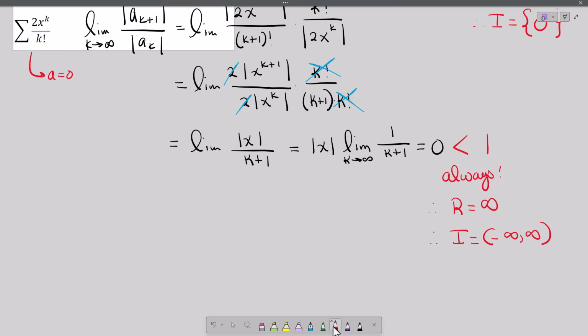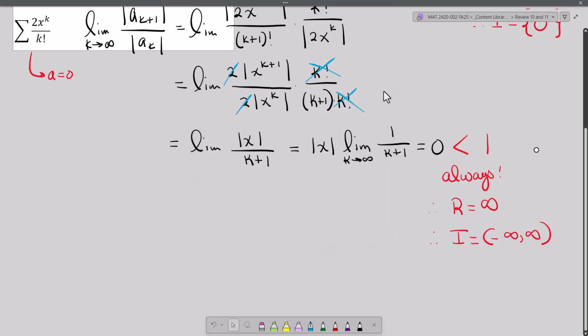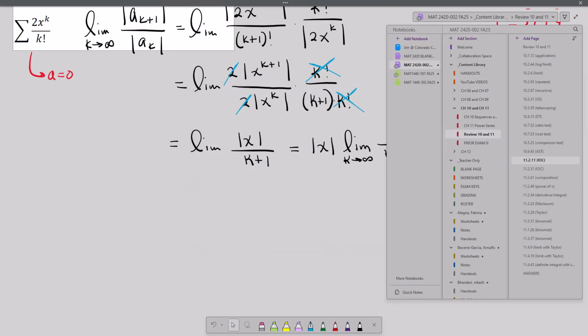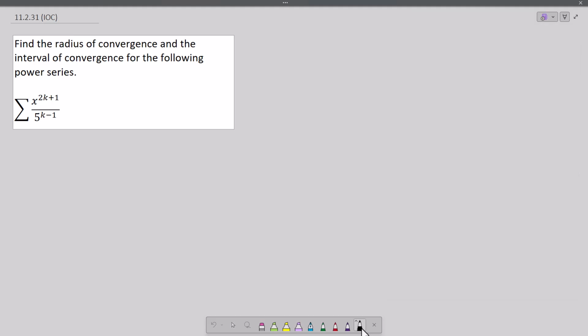Okay, so those are our two extreme cases. Now let's do the middle of the road case, which takes more work because we're going to have to test endpoints. The middle of the road case ain't so middle of the road.